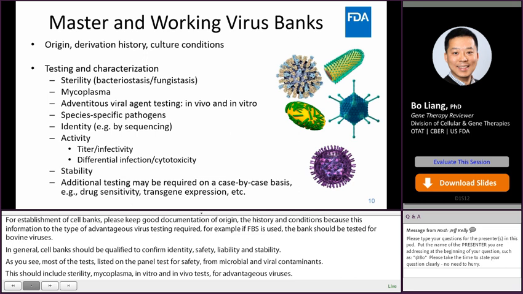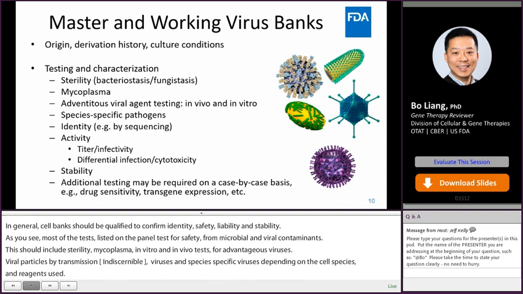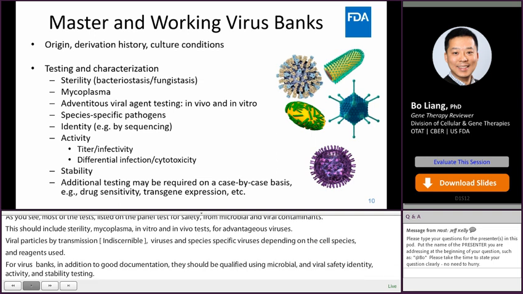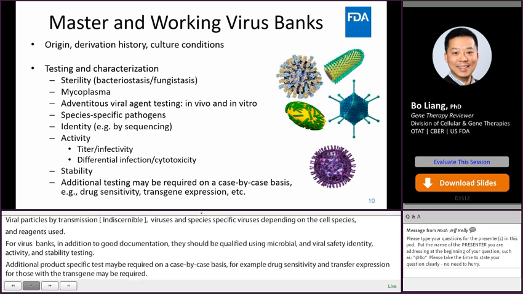For virus banks, in addition to good documentation, they should be qualified with microbial and viral safety, identity, activity, and stability testing. Additional product-specific tests may be required on a case-by-case basis. For example, drug sensitivity for HSV and transgene expression for those with transgenes may be required. We encourage sponsors to discuss the details of their bank qualification strategy with the agency during the pre-IND meetings.